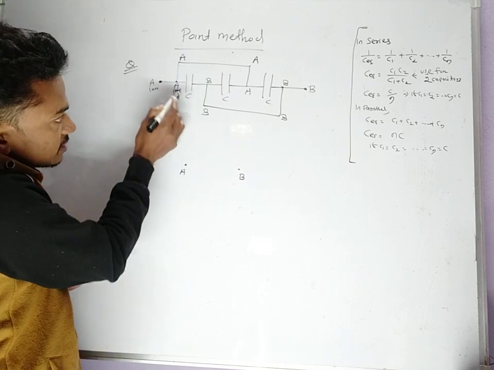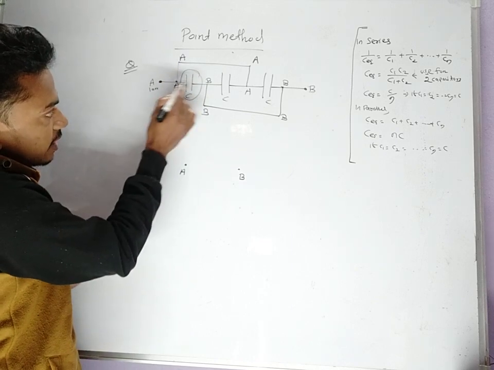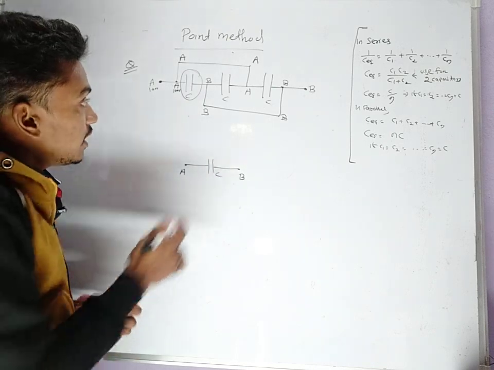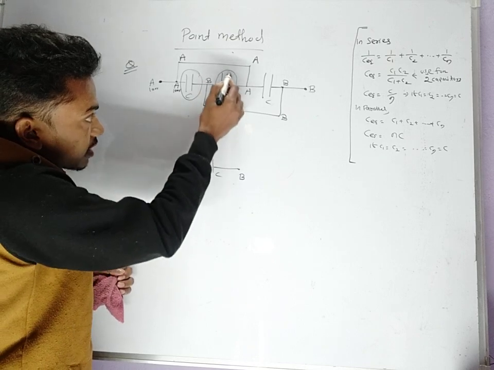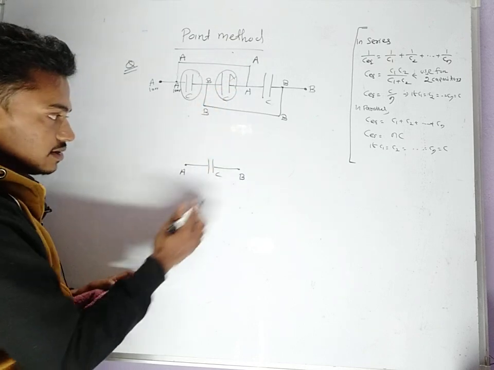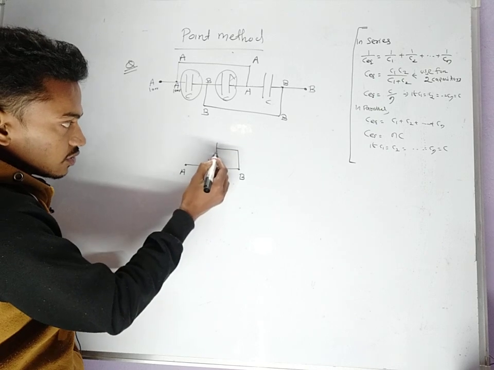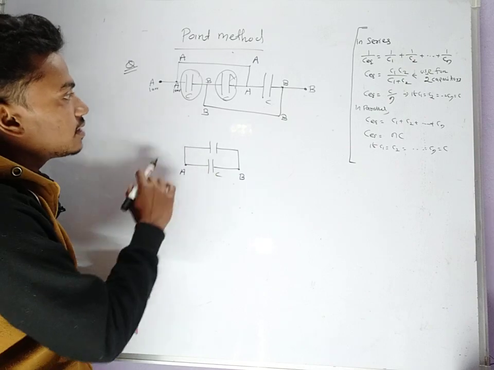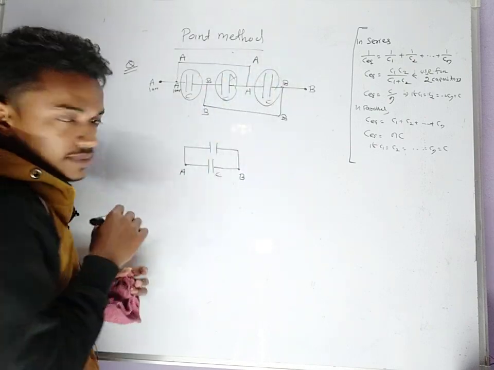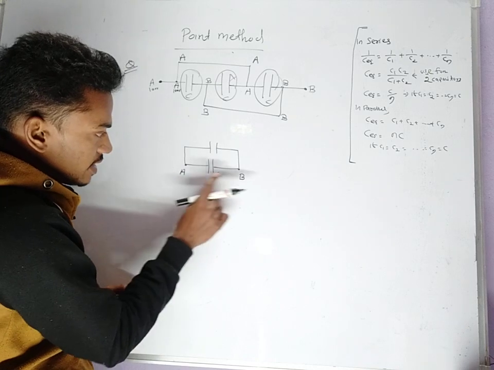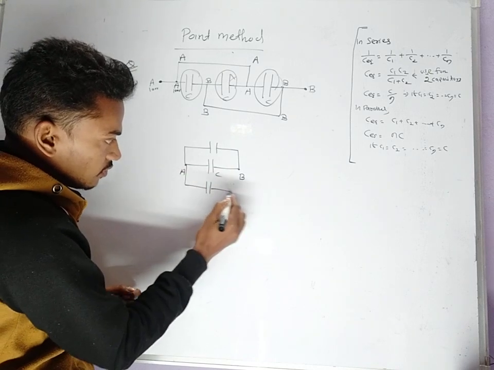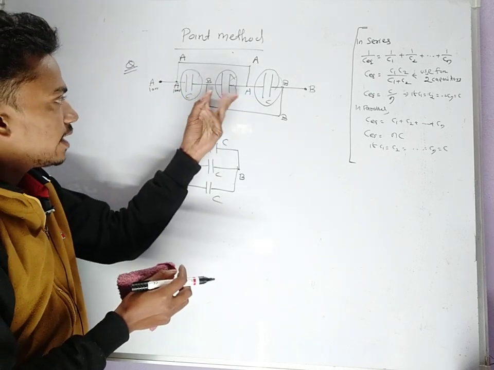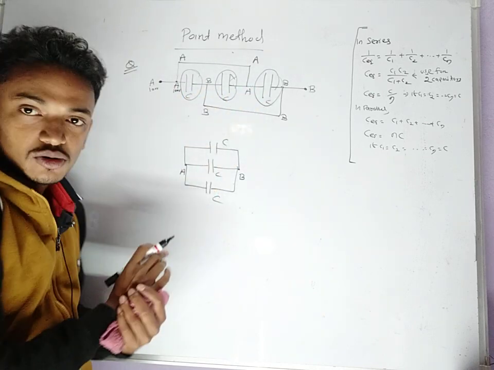So this capacitor C is connected between A and B. This capacitor C is connected between A and B. Again, see, this second capacitor is connected between B and A. So the only possibility is that they are connected in parallel. Again this capacitor is connected between A and B. So all three capacitors are connected between A and B. So this is the equivalent figure.